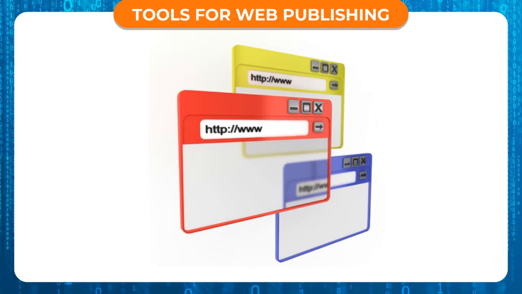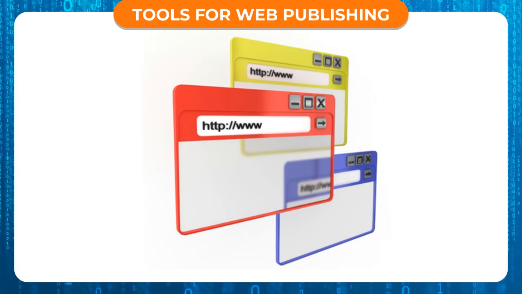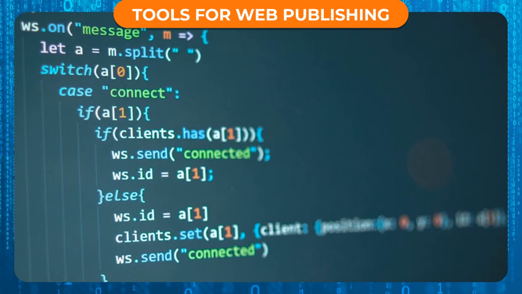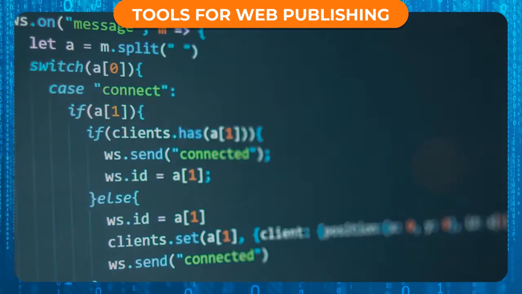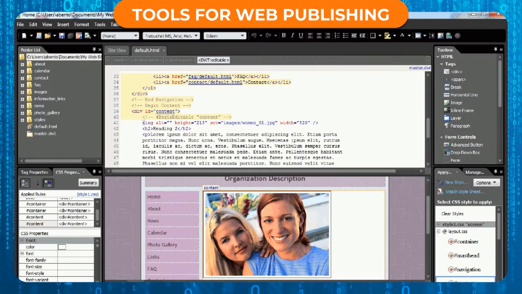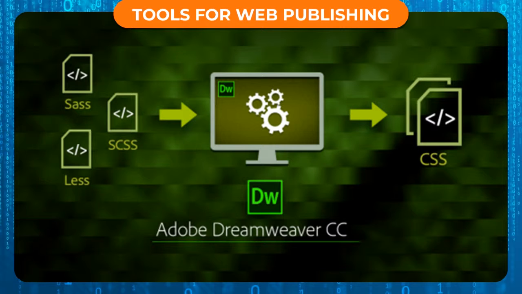Tools for web publishing. To create a web page, all you need is a type of editor: a text editor to write the code, for example, Notepad, or a WYSIWYG, what you see is what you get, editor, for example, MS Expression Web or Adobe Dreamweaver.